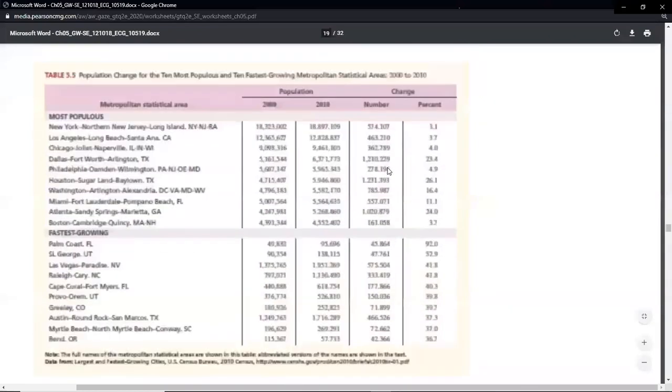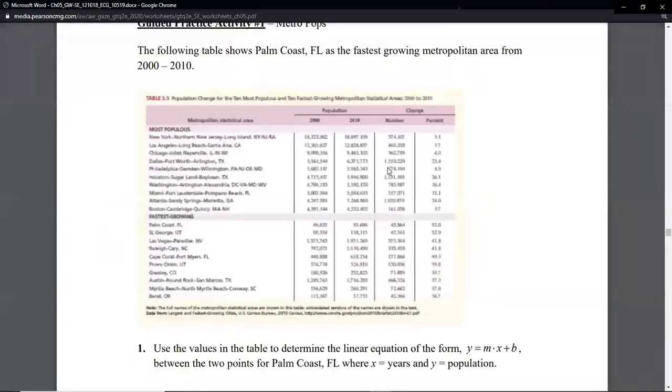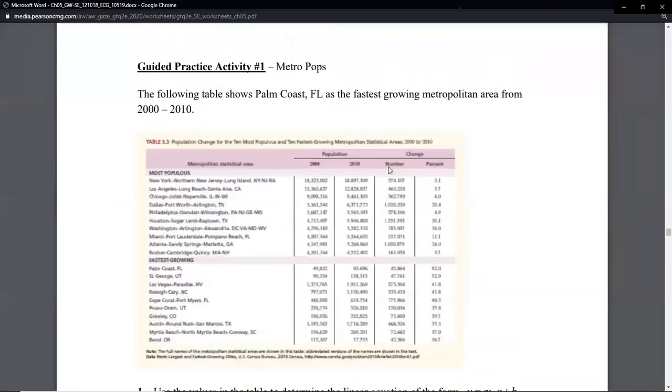Small numbers. Fuzzy numbers. The following table shows Palm Coast, Florida as the fastest growing metropolitan area from 2000 to 2010. Fastest growing, meaning that their population is growing the fastest. I didn't say anything different there, did I? No, but that was intentional. It means that if you look at the change from 2000 to 2010, that it would be the greatest. Now, does it have to be the total change or the percent change? Well, let's just see where we are and if we can figure out which that is.